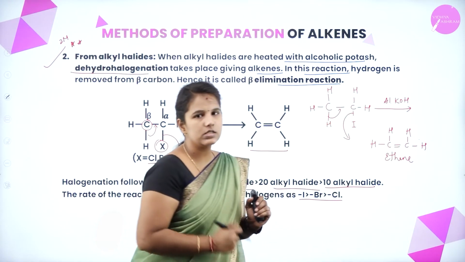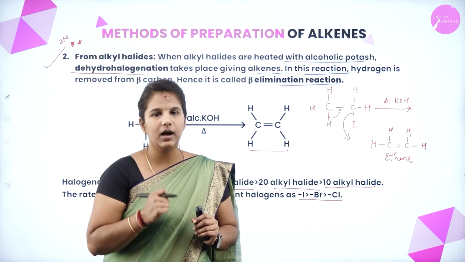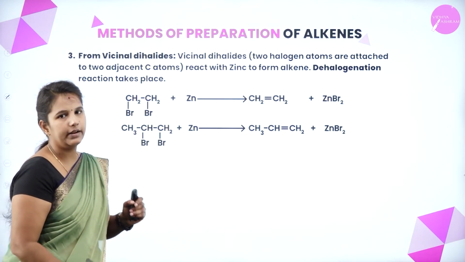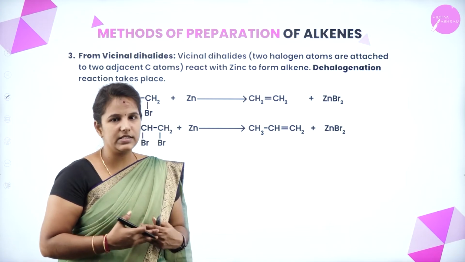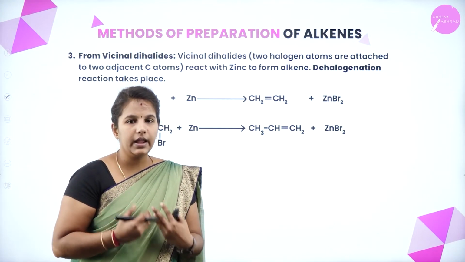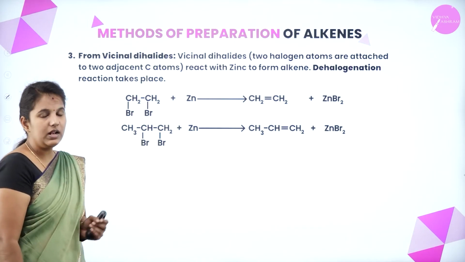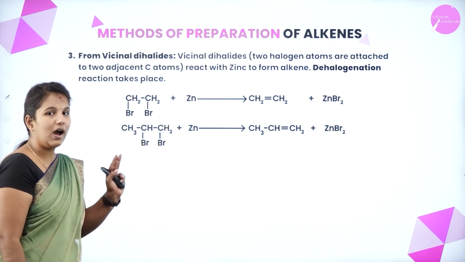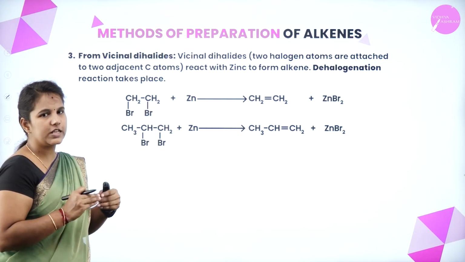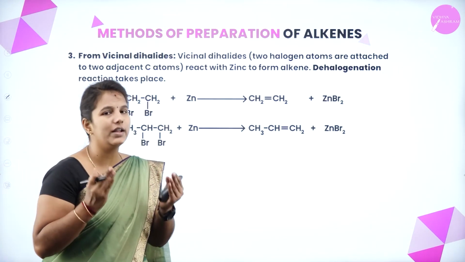Okay, this is how we can prepare the alkene. Next is from vicinal dihalide. Vicinal in the sense adjacent. Dihalide in the sense, in the following example, we have used the two alkyl group. They are vicinal to each other, which means to say that they are very adjacent to each other.